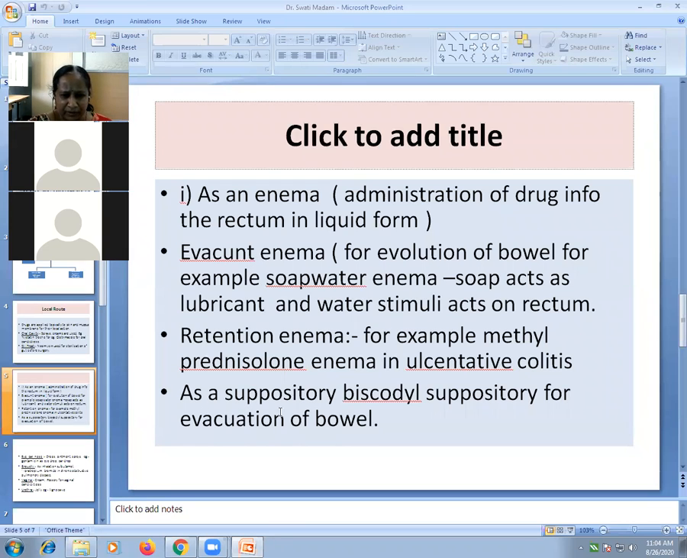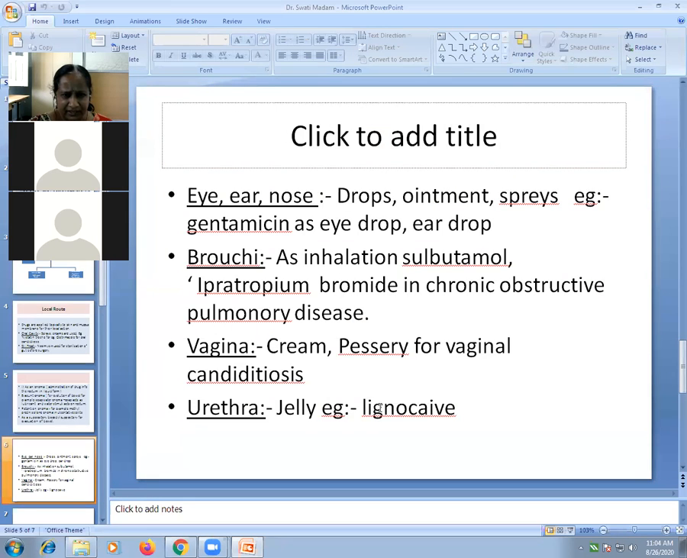What is a suppository? When a tablet is kept in the rectum, that is a suppository, for example bisacodyl suppository. For ear, nose and eye, we use drops, ointments, sprays, for example gentamicin eye drop and gentamicin ear drop. For bronchi, inhalation of salbutamol and ipratropium bromide is used in chronic obstructive pulmonary disease.